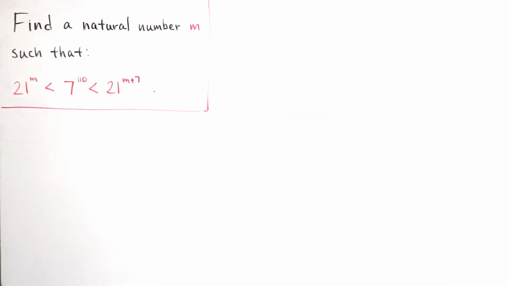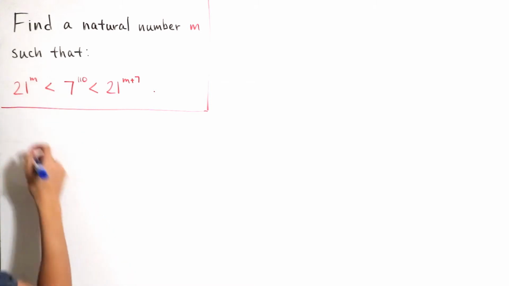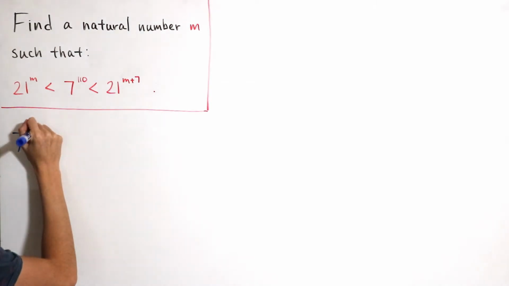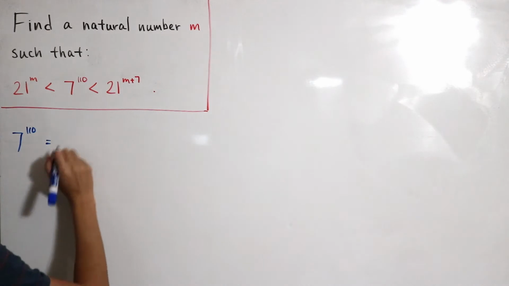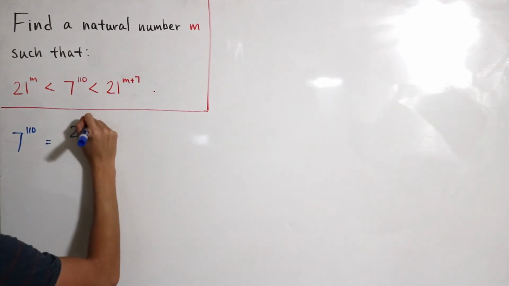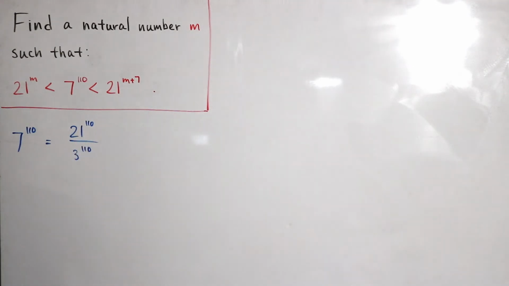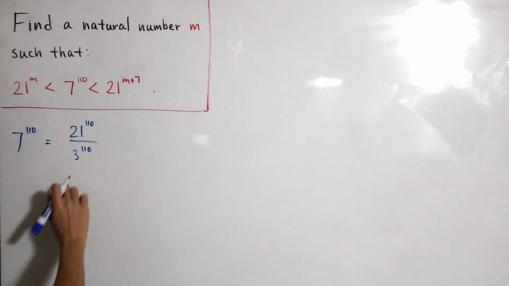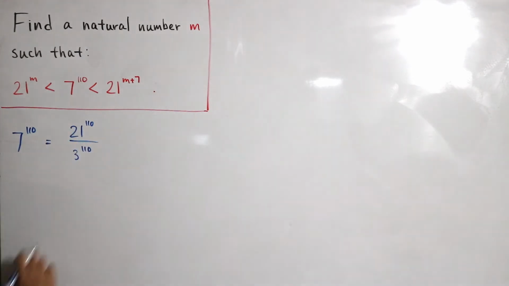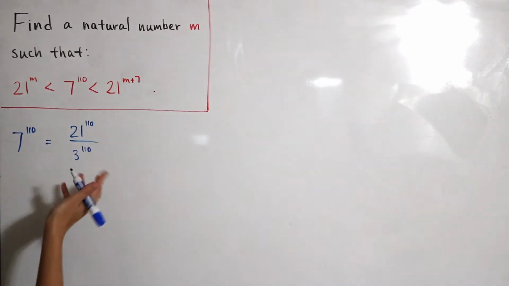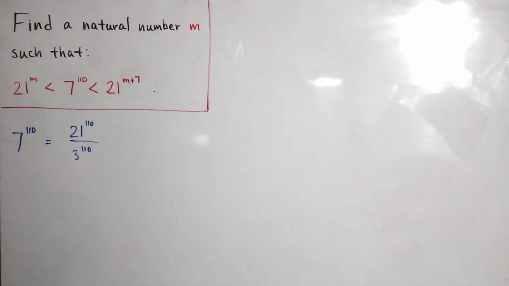So you want to notice that 7 to the power 110, we can write as a division of 21 to the power 110 divided by 3 to the power 110. Obviously, this still satisfies the rules of exponents, so this is just 21 divided by 3 as a base, which is still 7, and they share the exponent, so that's why we can write it in this form.